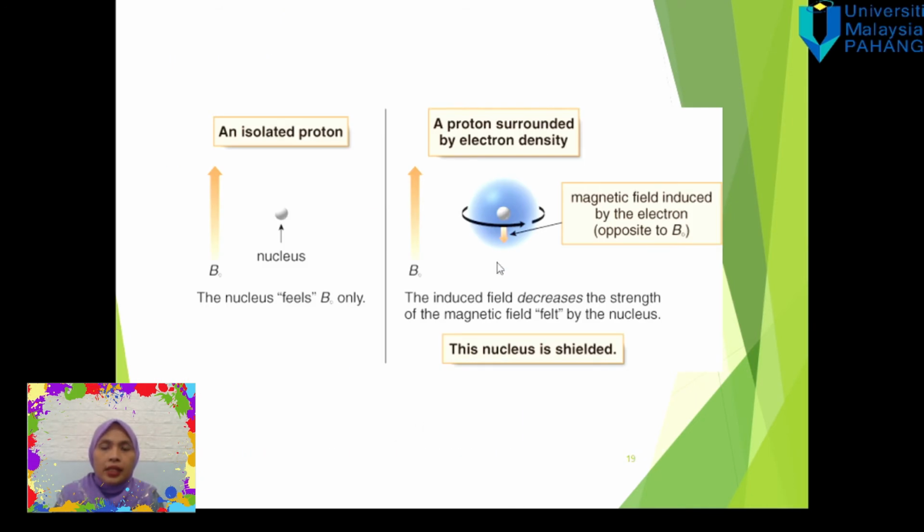And what happens when the atom or nucleus is full of electrons? It feels less of B0, experiences less of B0. Because of that, this nucleus just needs to absorb a little frequency from the radio wave to get resonance. That's why it falls in the upfield, or this is called shielded, meaning a saturated nucleus. It will always be in the upfield region, which is a lower chemical shift number.